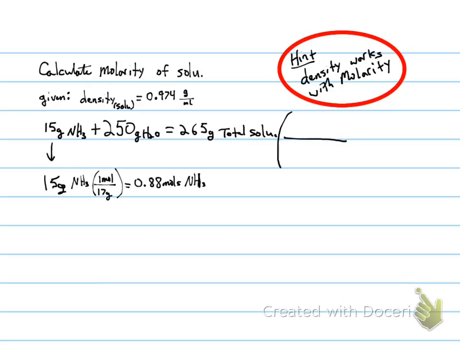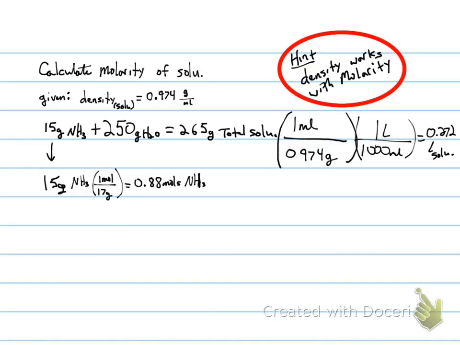Well, we can use the density to convert that grams into liters. And that's the unit I'm going to use for molarity. So the density is 0.974 grams per 1 milliliter. And then convert from milliliters to liters, 1,000 milliliters in 1 liter. That's going to give me 0.272 liters of the solution.